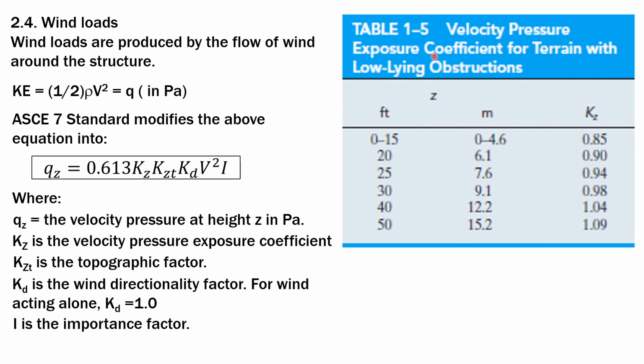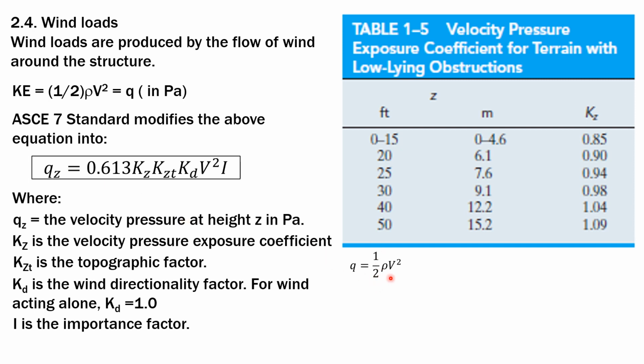This is Table 1-5, the velocity pressure exposure coefficient Kz, depending on the height of the structure. So from 0 to 6.85 meters, and it increases as the height of the structure increases also. As I said, these factors are sometimes less than 1 and slightly greater than 1. Then I now derive the formulas which we're going to use in our problem solving.